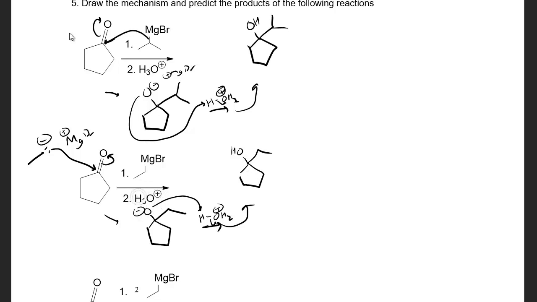Now with this, we could do a slightly different workup. We'll talk about that in class, but if we have essentially an alkyl halide, then our oxygen with a negative charge could attack that, and we could actually form an ester.